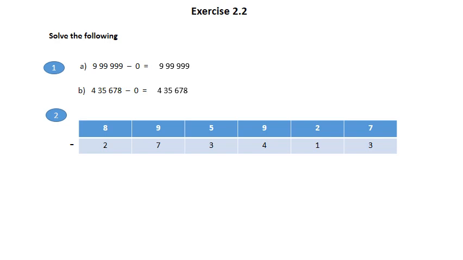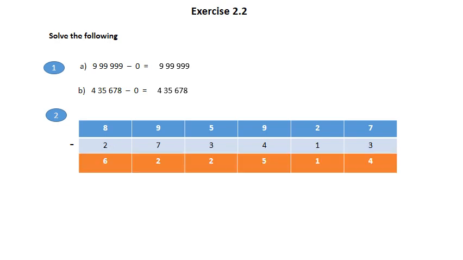Come to the tens place. 2 minus 1. What is 2 minus 1? 1. Next, 9 minus 4. Can we do 9 minus 4? Yes, 9 is bigger. So 9 minus 4 is 5. 5 minus 3 is 2. 9 minus 7 is 2. And 8 minus 2? Come on students, do 8 minus 2. 6.